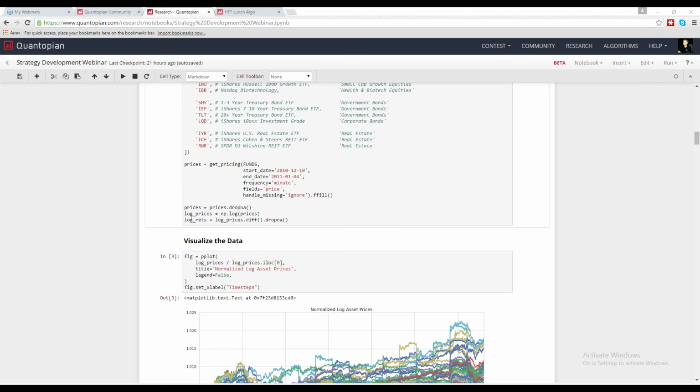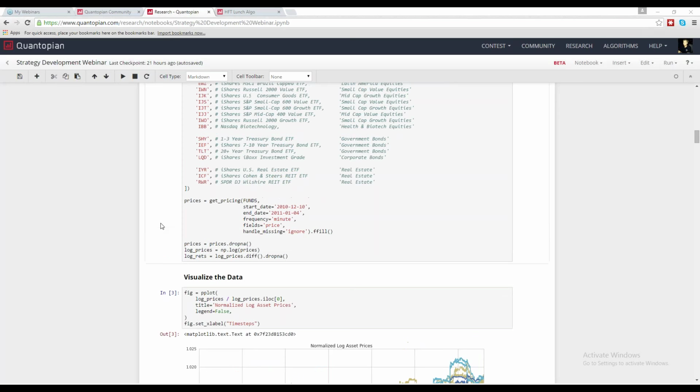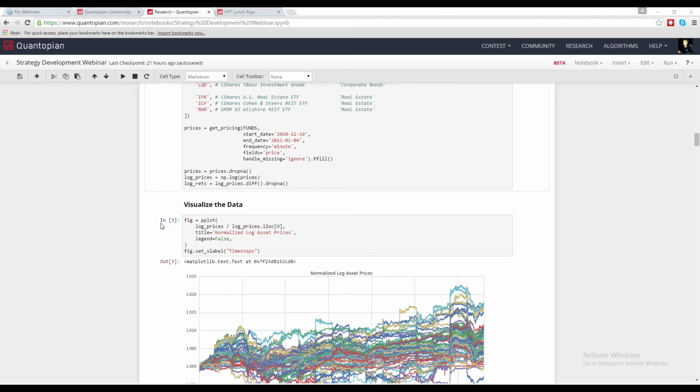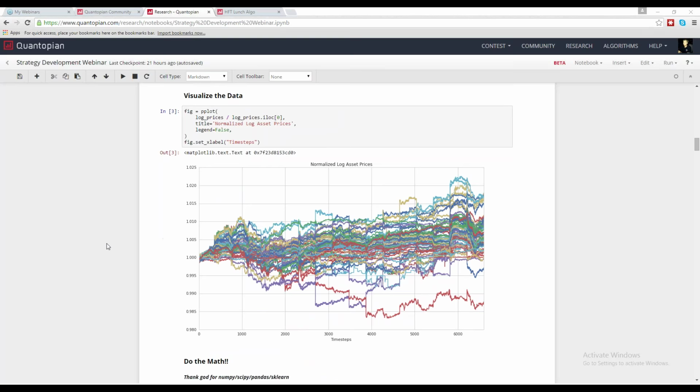So obviously, download some prices. I did from the end of 2010 to the beginning of 2011, using minute prices. So this is a pretty good sample size as far as the number of bars we have to work with. And then obviously just plotting, to get an idea for what it is you're looking at.